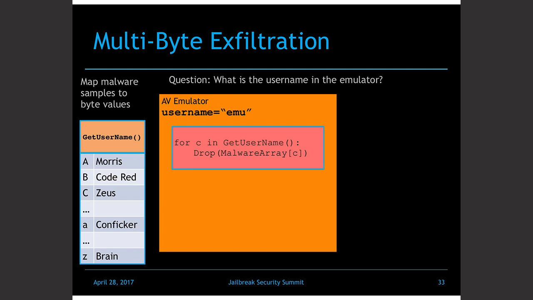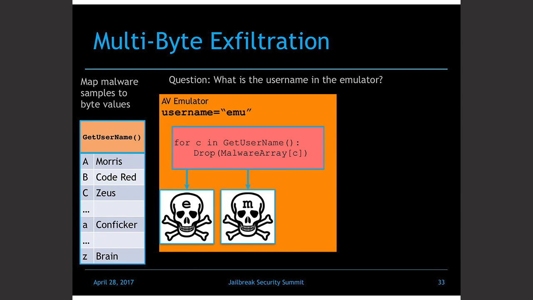So what that's going to look like, here we have the username being EMU. We're going to drop the piece of malware that stands for E in our array, then the one for M, and the one for U. This is, again, inside the emulator, so we're not really dropping this to real disk. We're calling create file inside the emulator. The emulator is capturing that call to create file and taking whatever buffer we write out with write file. We give it this buffer of data to write out.